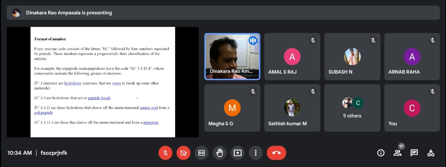And EC 3.4.11.4 are those that cleave off the amino terminal from a tripeptide. So this enzyme cleaves the peptide bond from the amino terminal, and the last digit indicates that the third peptide bond will be cleaved. Here you can see the first number is the class of the enzyme, and subclasses are divided by different numerical numbers separated with dots.